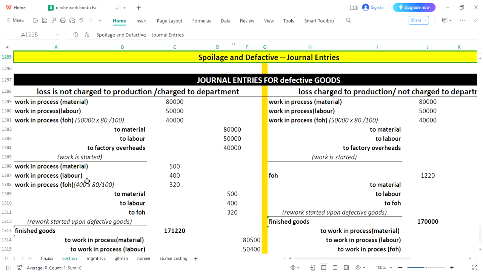So hopefully you people have understood both the illustration of spoiled in the previous lecture and the illustration for defective goods. Now we are ready to start our chapter.